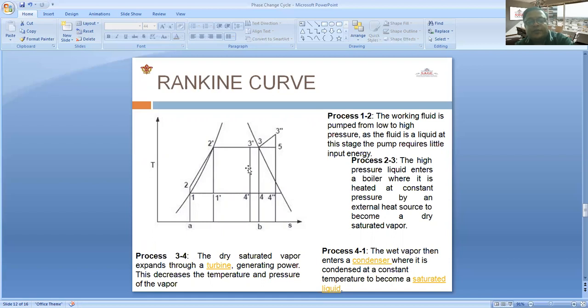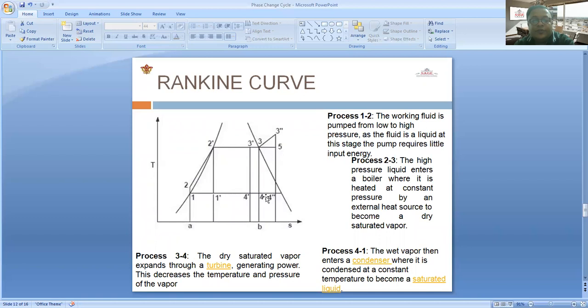Depending on the type, how much amount of heat will be added, that's why the steam condition will be different. For the 3 dash, that is the wet steam, the amount of heat supplied is very little in comparison to the dry and the superheated. So that's why the expansion is done at 3 dash to 4 dash instead of 3 to 4.